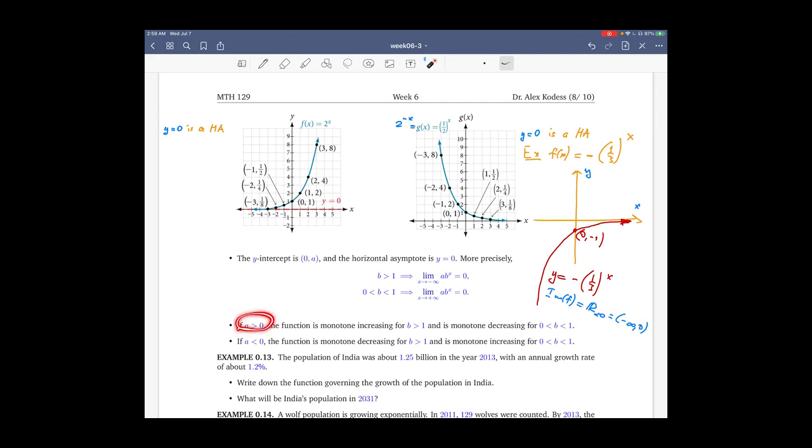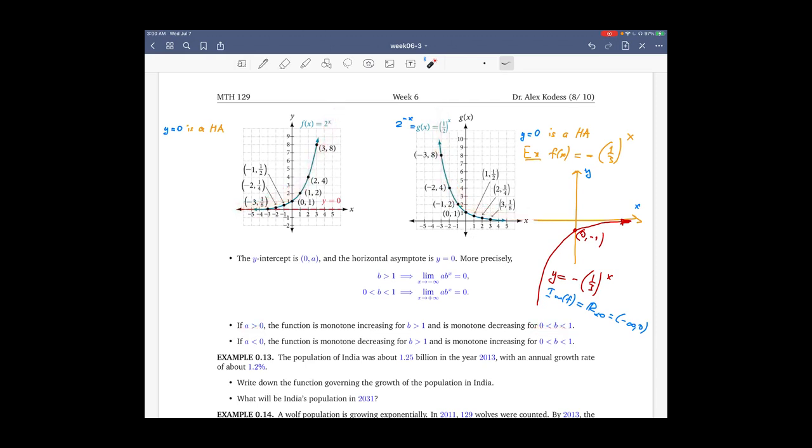The sign of a and whether b is less than 1 or greater than 1 determines whether our function will be decreasing or increasing. For positive a and b greater than 1, our exponential function is increasing, like 2 to the power x. If a is positive but b is between 0 and 1, like in the case 1/2 to the power x, our function is decreasing or decaying.